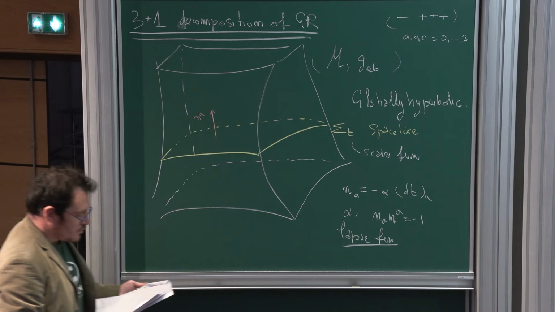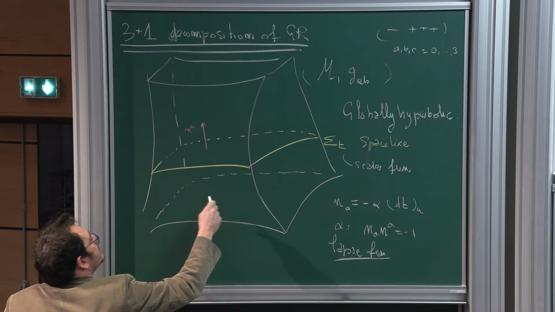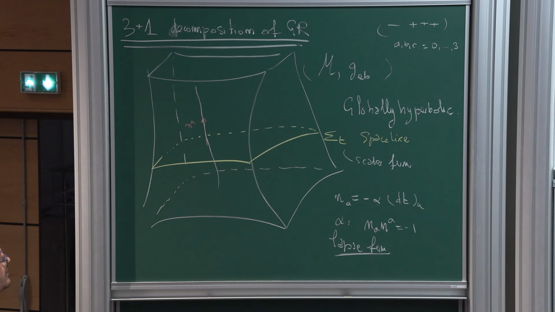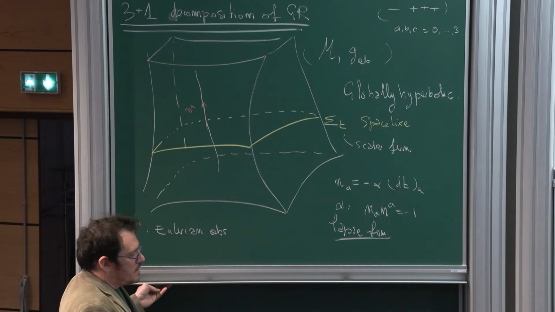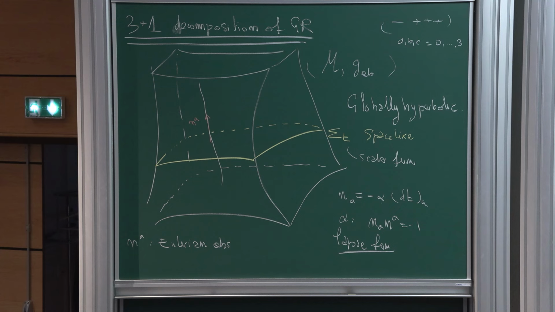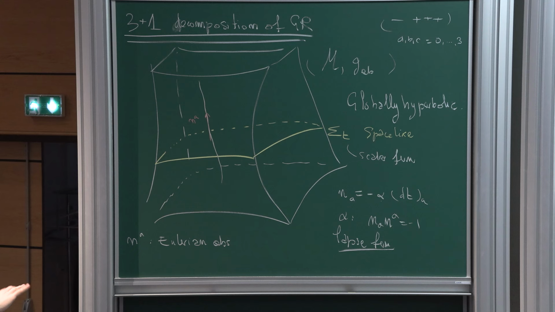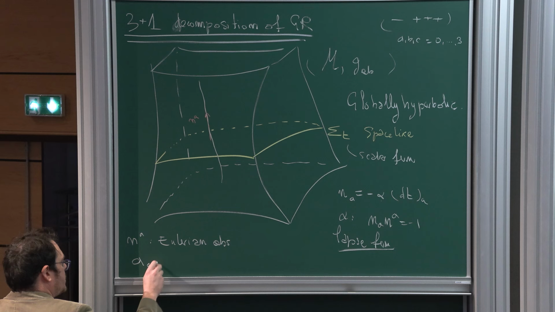The observers that are attached to this n vector field are called Eulerian observers. And it's what we actually have in our simulation. The coordinates that we use and that we will introduce in the simulation are associated to this observer. You can think physically of this yellow space-like surface as the simultaneity surface associated to this observer. These observers have an acceleration, and I want to give here the expression.